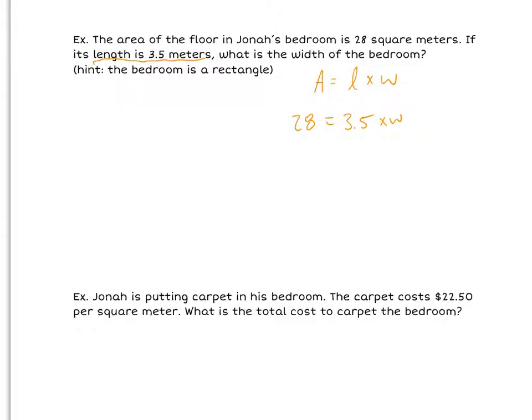What am I going to undo? I have to undo multiplication. Division. So I have to do division. So divide by 3.5. So we now have 28 divided by 3.5.